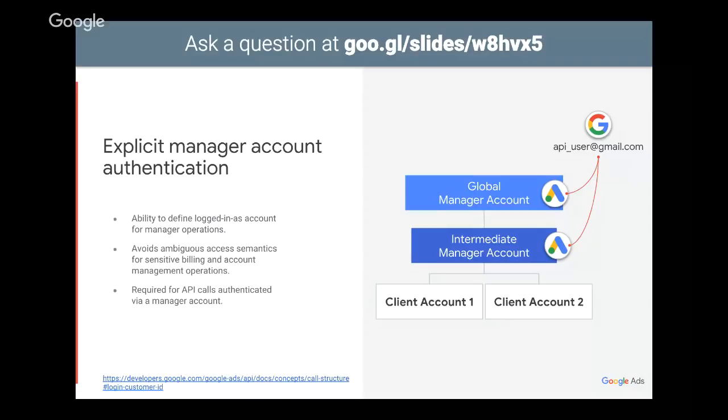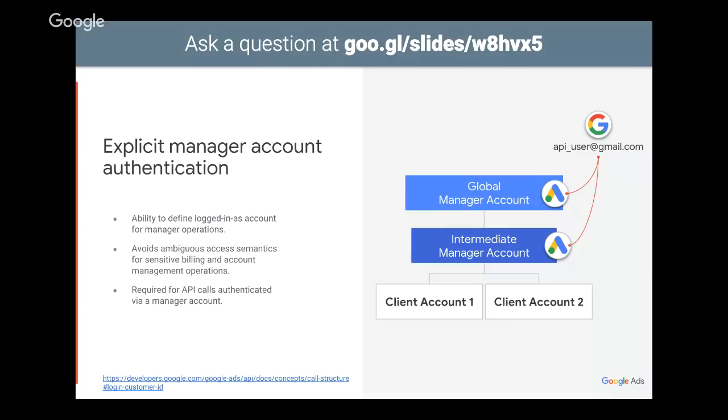If you've been using Google Ads for a long time, sometime in the past year or two, we added the ability to take a Google account and associate it with more than one Google Ads account. That had the side effect that you could have a Google account that, for example, can have access to both a global manager account and some sort of intermediate or sub-manager account underneath it. And if that ever happened, you have ambiguous access semantics.